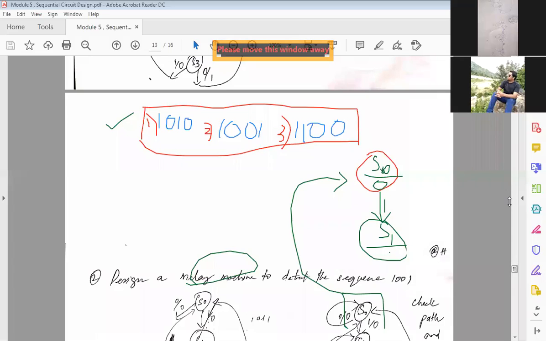Go ahead, Lokesh. The output remains 0 for S0, S1, and S2. Output is 1 for S3. If the first input is 1, it goes to S1. If it is 0, it stays in the same state. If the next input is 0, it goes to the next state. If it is 1, it stays in the same state. For S2, if the input is 1, it goes to the next state. If it is 0, it goes back to the initial state, S0. And for S3, if input is 0, output is 1, and if input is 1, it goes to S1.